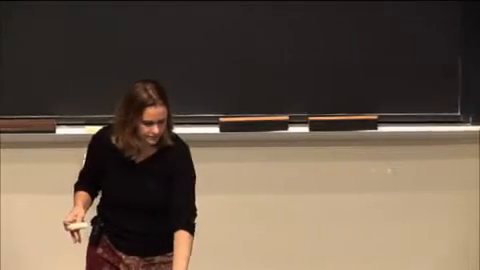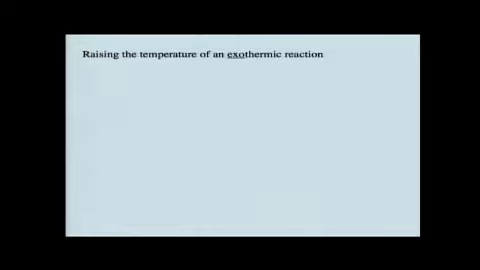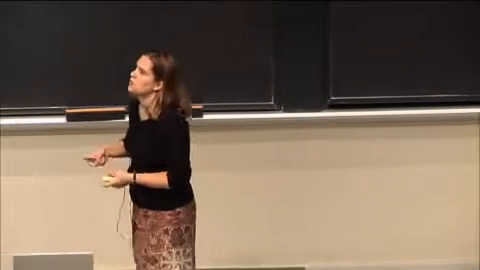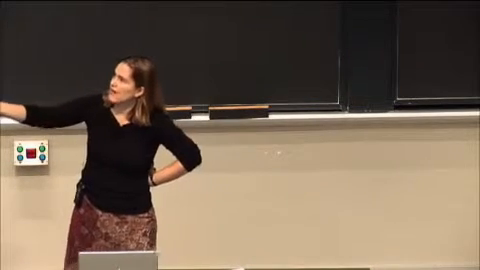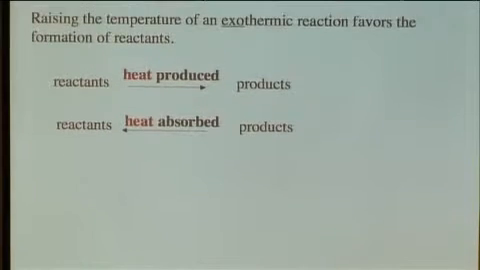So let's take a look at this. Let's think about raising the temperature of an exothermic reaction. So what's going to happen here? Raising the temperature of an exothermic reaction favors the formation of reactants, which is a shift toward reactants. Well, why would this be true? You can think about this very simplistically: in an exothermic reaction, you're going to be producing heat in the forward direction and absorbing heat in the reverse direction.